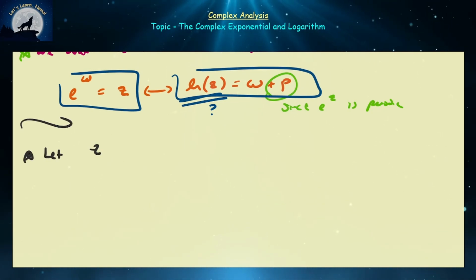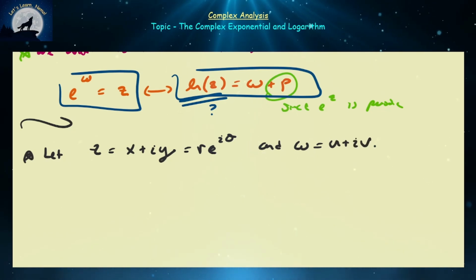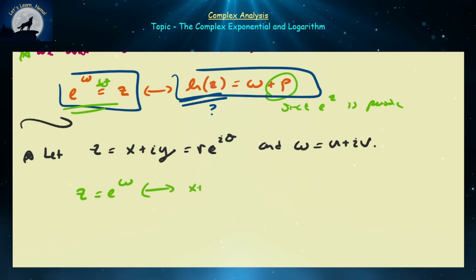So let's assume that z is equal to x plus iy, and let's also assume that it has polar representation r e to the i theta, r its magnitude, theta its argument, and also let's assume that omega is equal to u plus iv. So what do we want? We have that z is equal to e to the omega by definition. So z, which is x plus iy, will also be equal to e to the u plus iv by definition of z and omega.